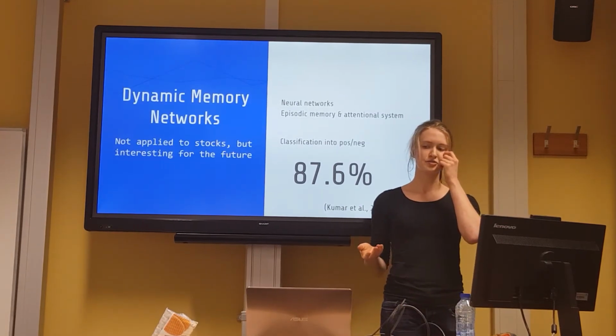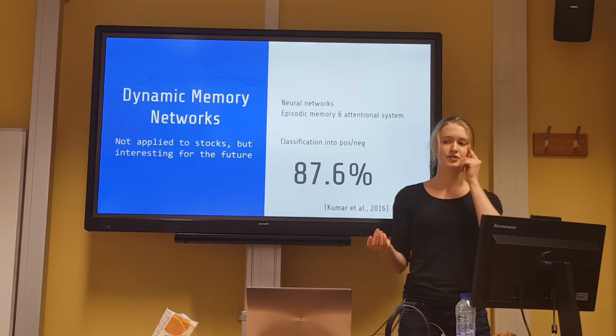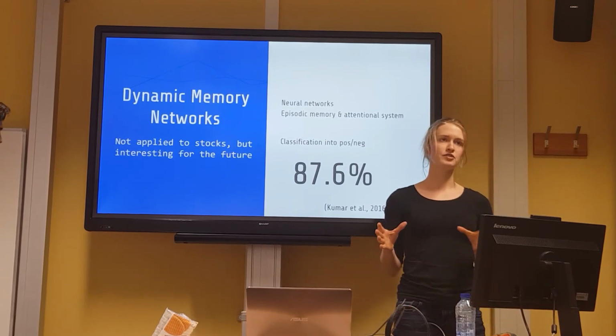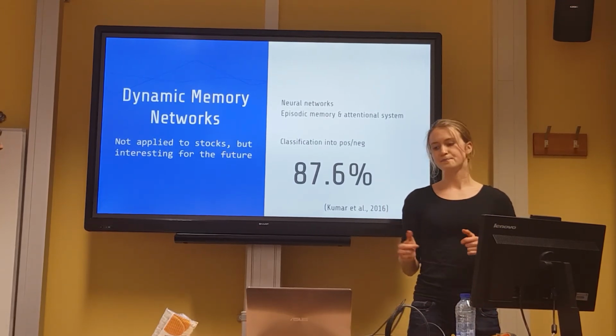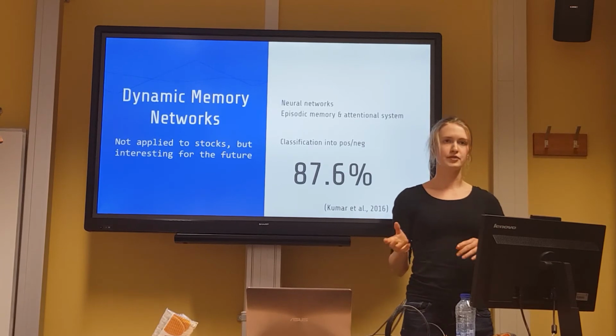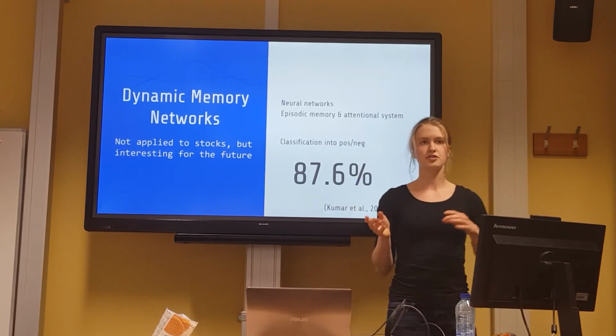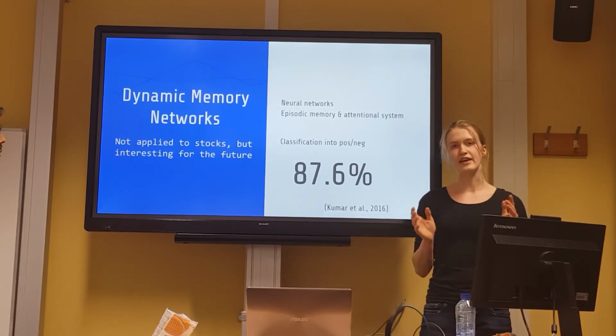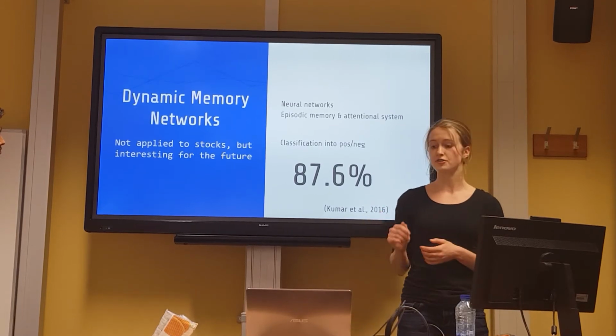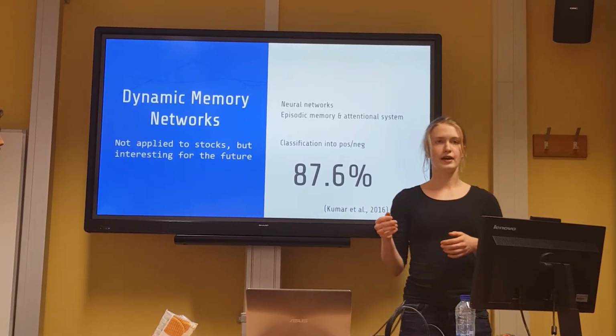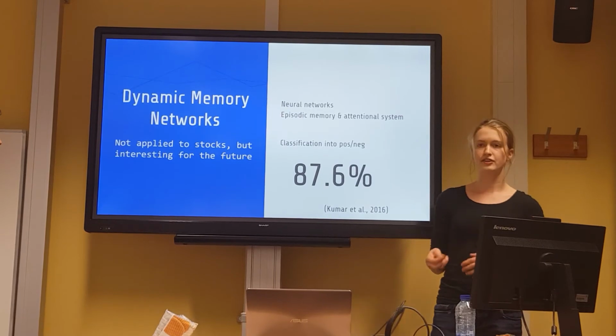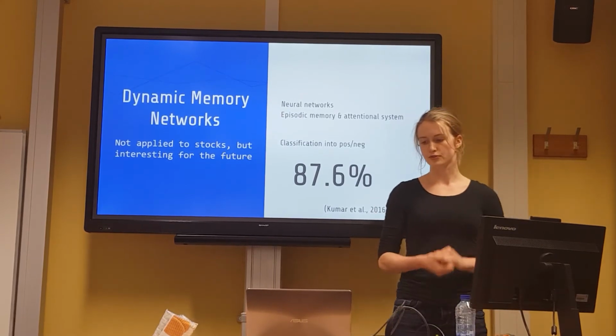So you might ask, why is this relevant? Well, it turns out that for any given piece of text, whether the mood of the text is positive or negative has some sort of correlation with the stock prices. So using this could potentially be really interesting for future research.